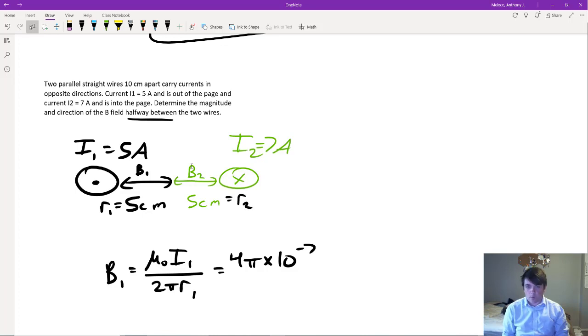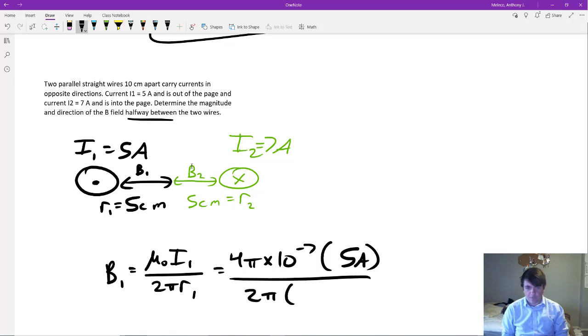Here R1, R2. Let me fix that, that's annoying. I1 is 5 amps, over 2 pi, and this is 0.05 meters. And this is equal to 2 times 10 to the minus 5 Tesla.